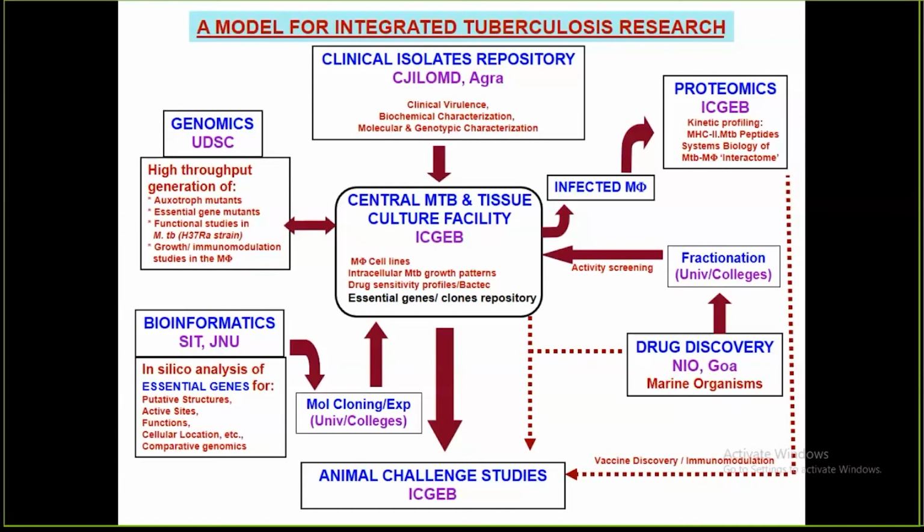And the background information being generated on in silico analysis of essential genes. There was a list of essential genes which was created by Eric Rubin and Sassetti from Harvard. So what are those genes doing? I mean, bioinformatically, just in silico analysis of those genes. What are the predicted structures, functions, and so on and so forth? Where are they located, and things like that.